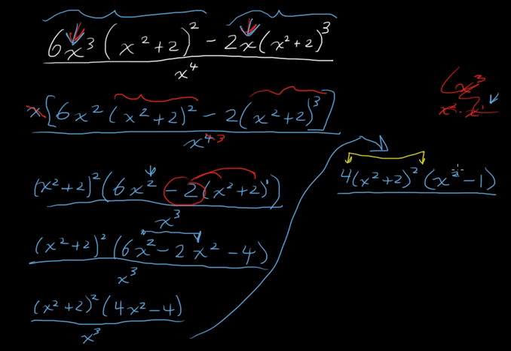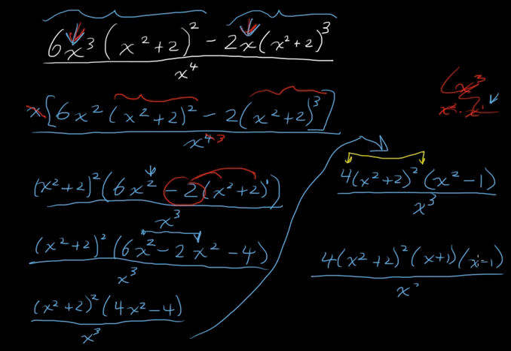Okay, I'm almost out of time here. I've got this x to the third down there. And now we could factor this x squared minus 1 if you wanted. You could write it as 4 times x squared plus 2 quantity squared times x plus 1, x minus 1. It's not necessary, but some answer keys will have it written like that. I hope that helped.